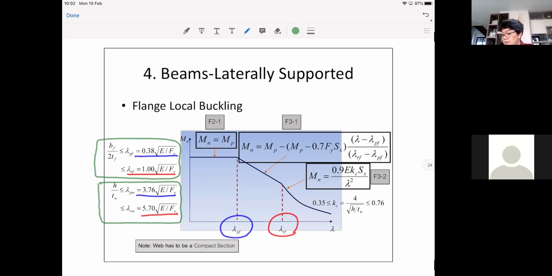When both ratios are under lambda p, your nominal moment is equal to Mp, which is of course Fy multiplied by plastic section modulus. Now, if let's say the slenderness ratio of the flange exceeds lambda p but not lambda r, your moment capacity will be approximated by this formula.